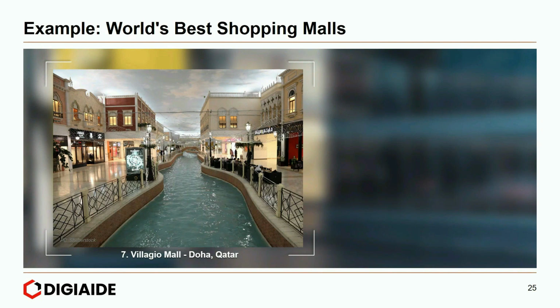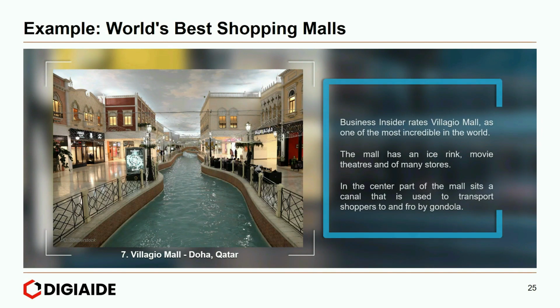Number 7 is the Villaggio Mall in Doha, Qatar. Business Insider rates Villaggio Mall as one of the most incredible in the world. The mall has an ice rink, a movie theatre, and many stores. In the center part of the mall sits a canal that is used to transport shoppers to and fro by gondola. In addition, the ceilings are lit in such a way as to give the impression that it is sunrise, midday, or nighttime depending on what part of the mall you are in.